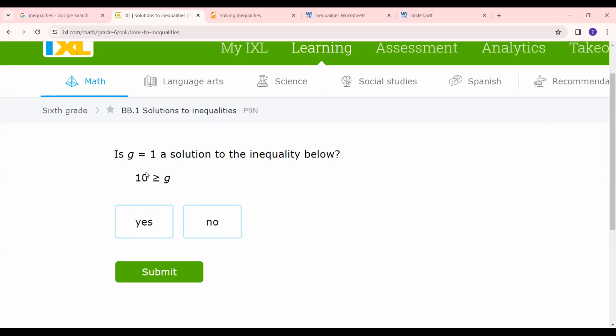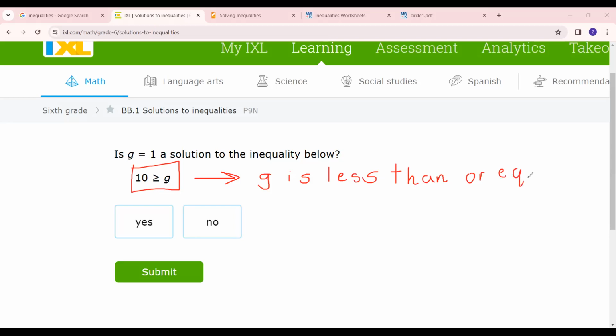Who said no? Jeremiah, why did you say no? Because the 10 is greater than G. So if the 10 is greater than G, what does that mean? That means G is what? Less than, right? G is less than 10. G is less than or equal to 10.